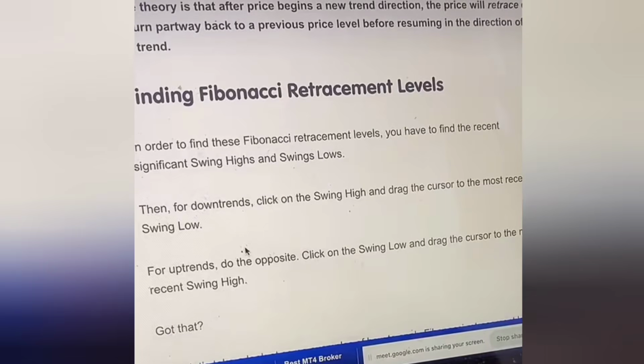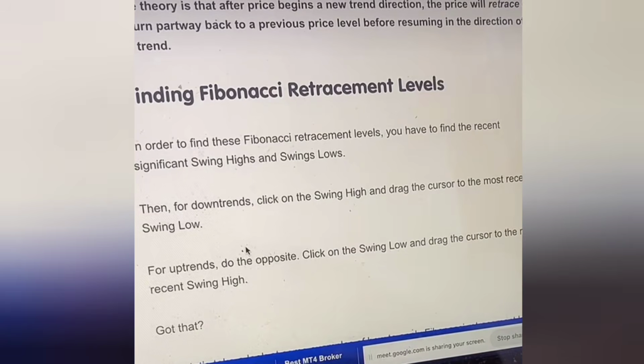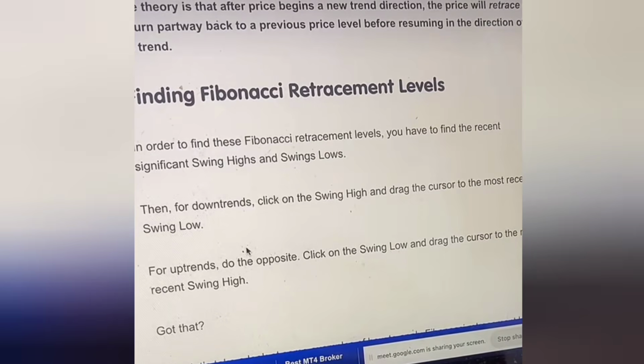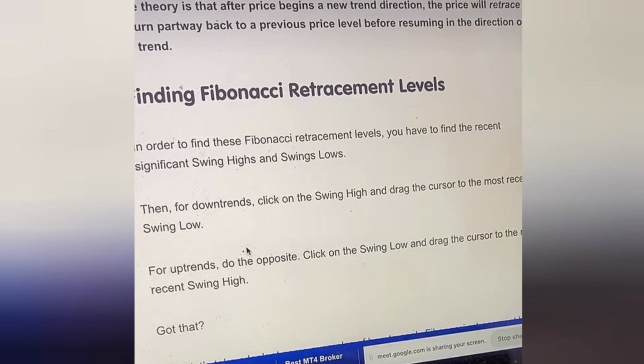Finding Fibonacci retracement levels. In order to find Fibonacci retracement levels, you have to find the significant swing high. Take note, the word significant is very important. The significant swing highs and lows. Then for a downtrend, click on the swing high and drag the cursor to the most recent swing low.